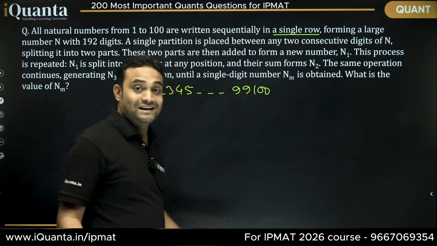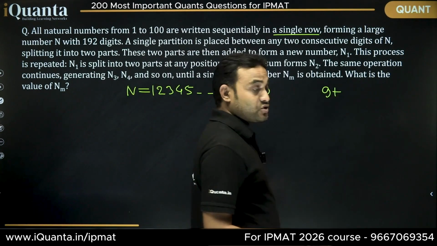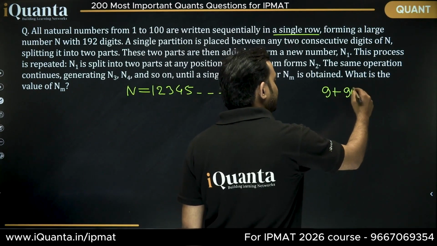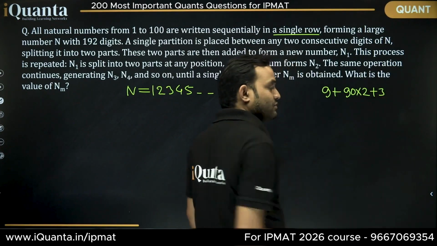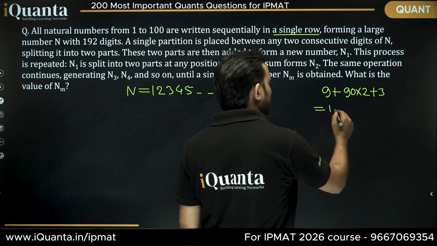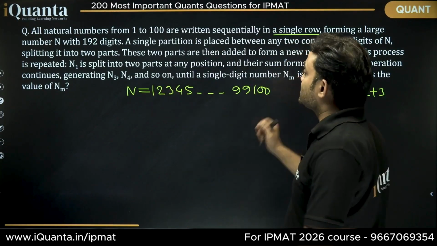Now, how many single digit numbers are there? 9 single digit numbers, 1 to 9. How many 2 digit numbers are there? 90 two digit numbers, 10 to 99. And there is one 3 digit number. This gives us 192. That's why it says it's a 192 digit long number.